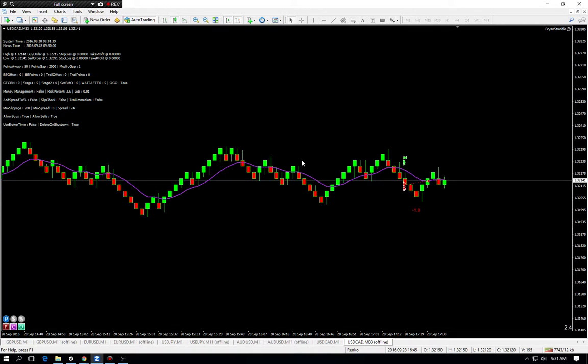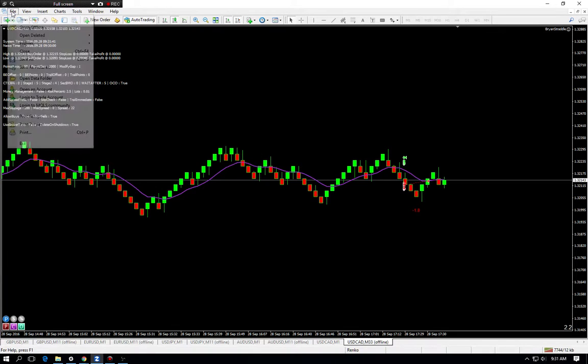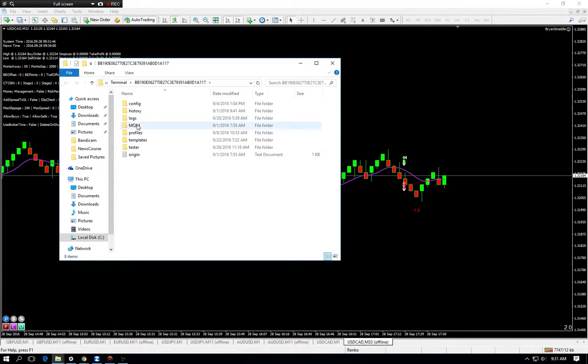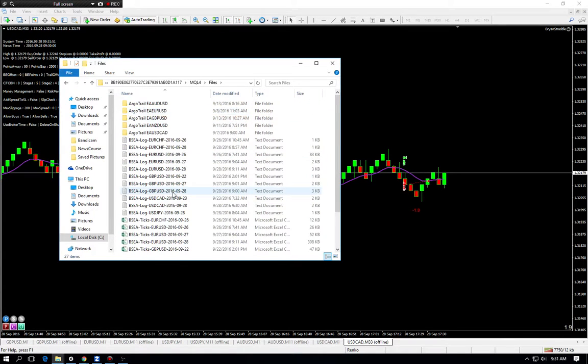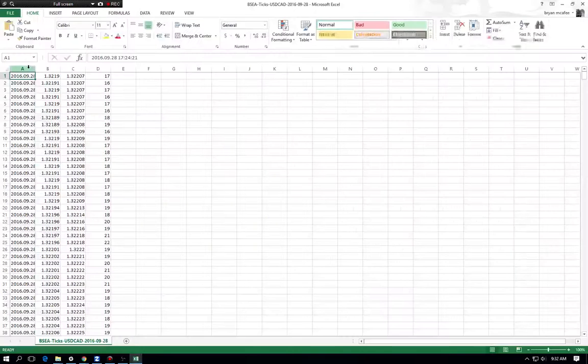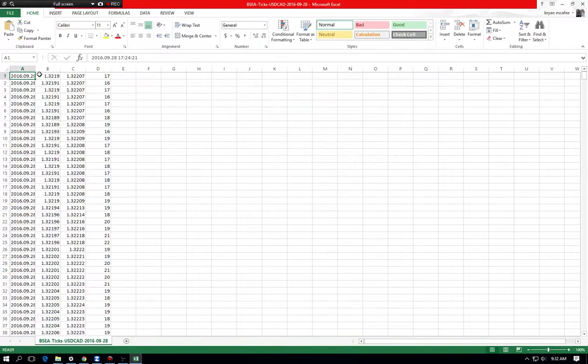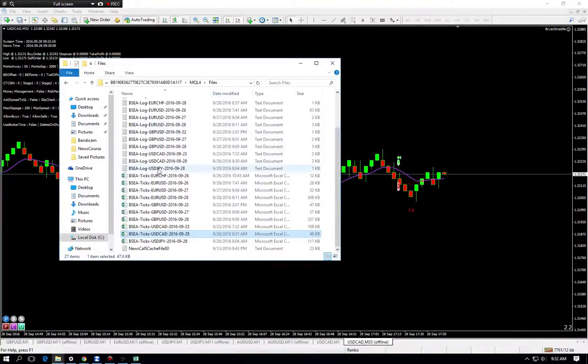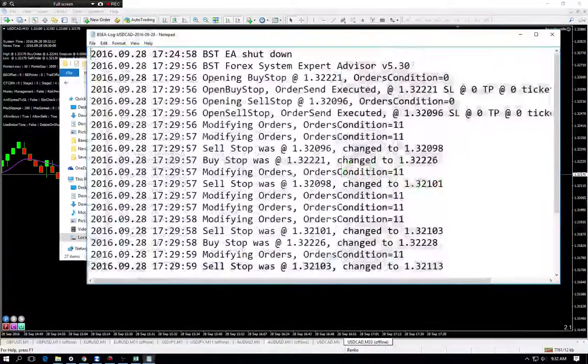So what do we need to look at next? File, open data folder. We go to MQL4 and files. Today is the 28th, and we're looking for USDCAD on the 28th, which is right here. You all must think I'm a lazy bastard. Okay, so that's log file 1. Second log file, USDCAD 28th.